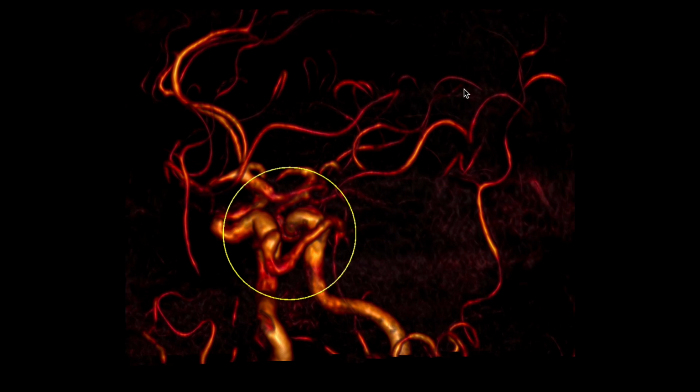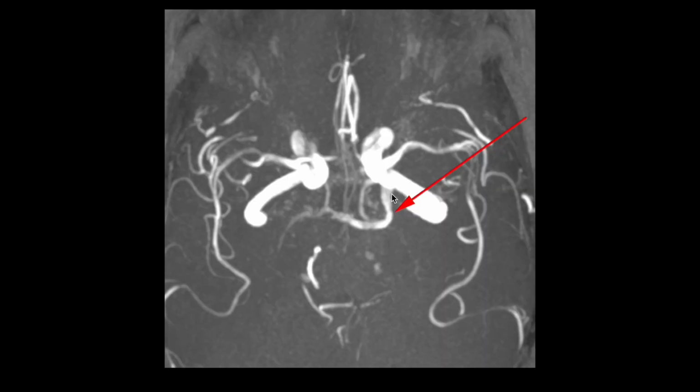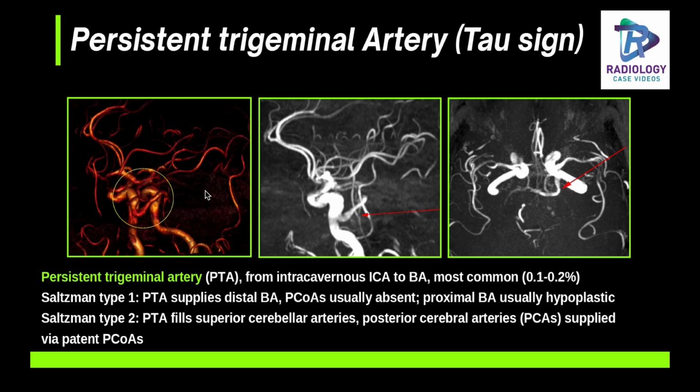Another anatomical variant, a relatively commoner one, where you can appreciate a carotid system communicating with the basilar system. This hypertrophied artery here, in the MR angiogram image, you can appreciate a classical tau sign. This is again the hypertrophied artery communicating the posterior circulation with the anterior circulation. So this is a classical case of persistent trigeminal artery giving a tau sign.